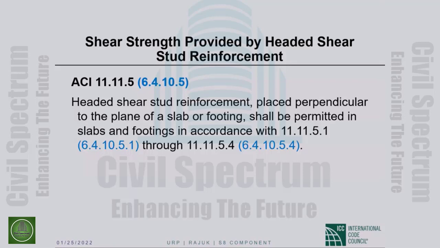Okay. And I would say that even when it was proprietary, headed shear stud reinforcement started rapidly replacing conventional shear reinforcement. Now, this is pretty much all the punching shear reinforcement that is used in slabs. Basically all. There are, I'm sure, exceptions, but this is by far the most common type of punching shear reinforcement because of its many advantages. So headed shear stud reinforcement placed perpendicular to the plane of a slab or footing shall be permitted in slabs, etc.